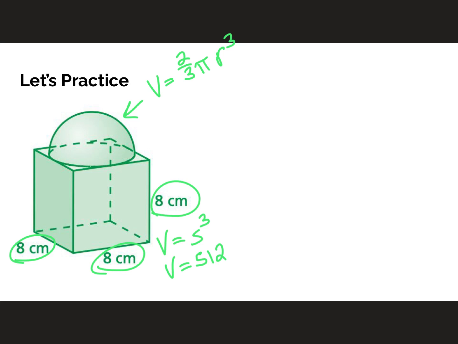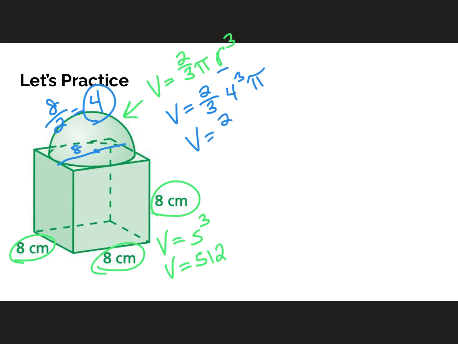So let's go up here to our hemisphere. First thing we need to figure out is what is our radius. So our radius should be from here to the edge. This whole distance is 8. So 8 divided by 2 gives us a radius of 4. So our volume is 2/3 of 4 cubed times pi. 4 cubed is 64. So our volume is 2/3 of 64 times pi.